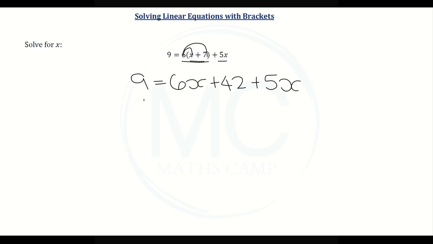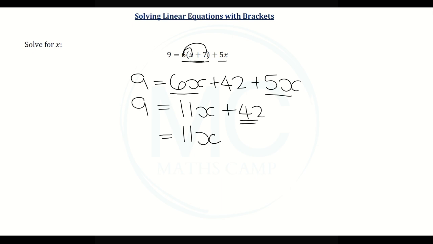Now, on the left-hand side, we've got 9. And on the right-hand side, we can add our like terms. 6x plus 5x is 11x. So we say 11x plus 42. On the right-hand side, we've got our 11x. So we need to move this 42 to the left. We have 9 that is already there. 42 is positive. Let's make it negative 42. 9 minus 42 is negative 33. And we make it equal to 11x.